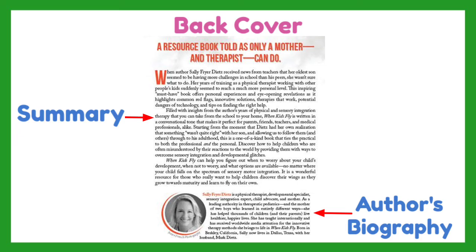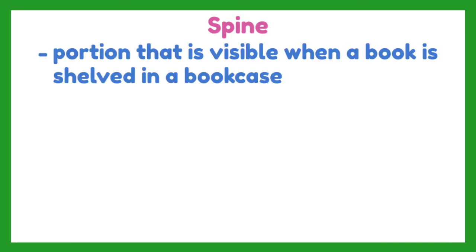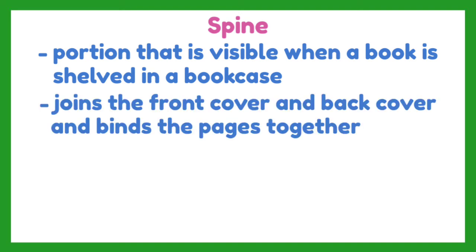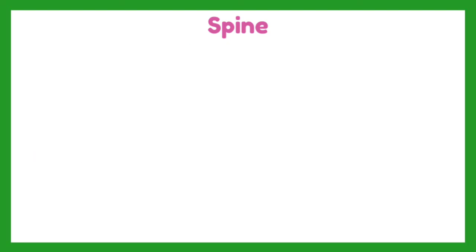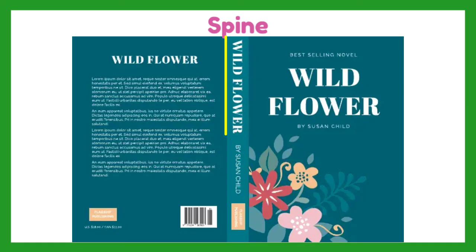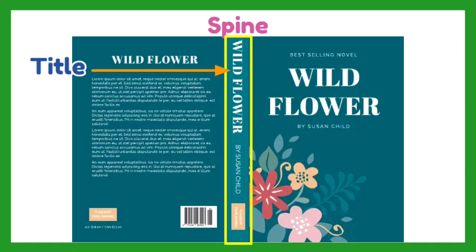Okay? Now, we're down to the last part of a book, which is the spine. It is the portion of a book that is visible when a book is shelved in a bookcase. It is the part that joins the front cover and the back cover of a book and binds the pages together. It also contains the title, its author, and the publisher. This is what a spine looks like. This is the title of the book, the author, and the publisher.